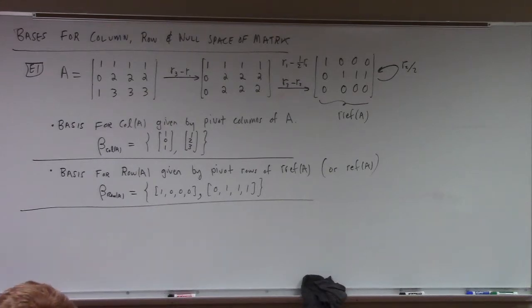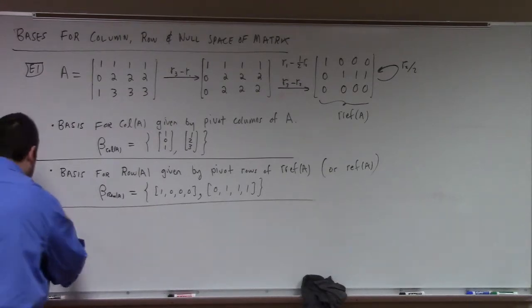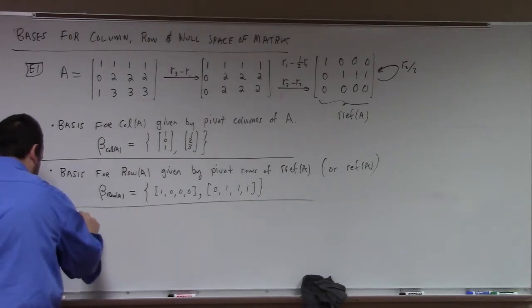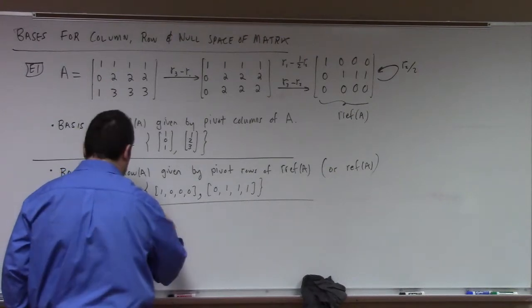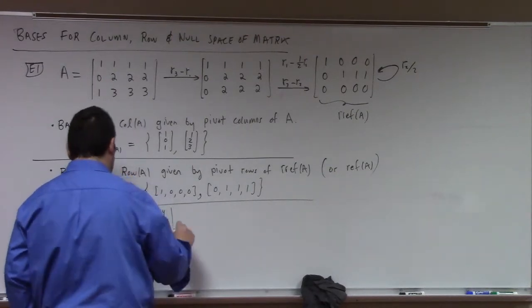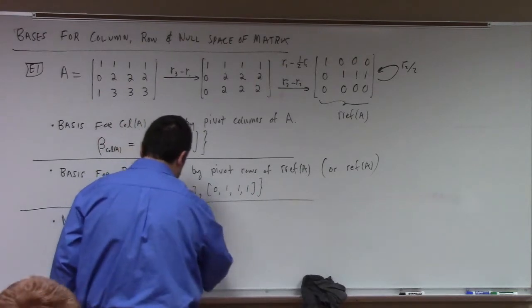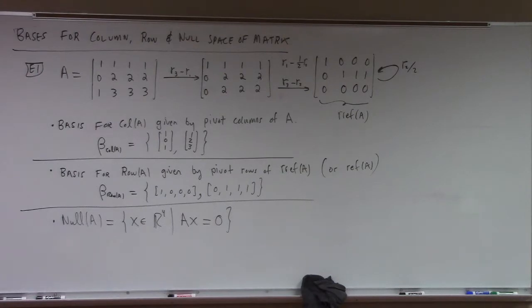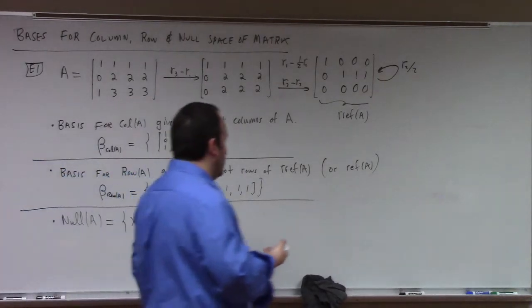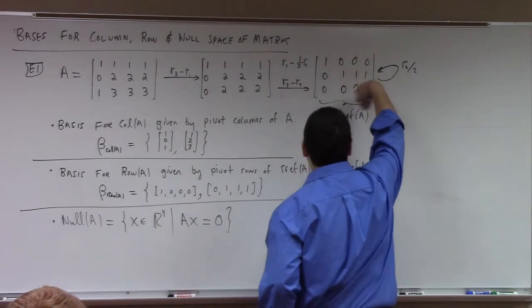Okay, how about null space? What's the null space? This is x in this case R4, such that AX equal to 0. Now this I cannot read straight up off the matrix, okay? I have to think through this. And what I have to think about is what the reduced echelon form of A tells me, right?